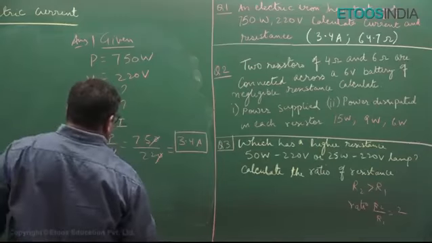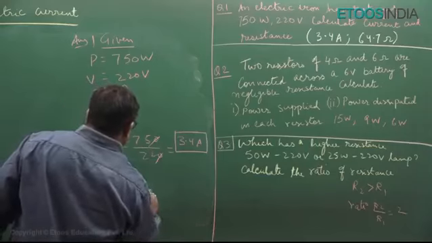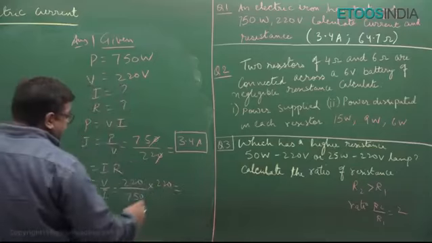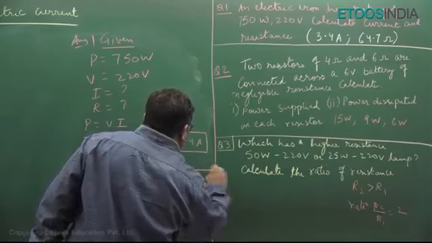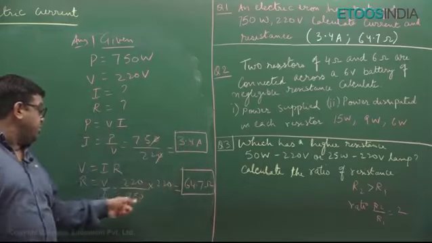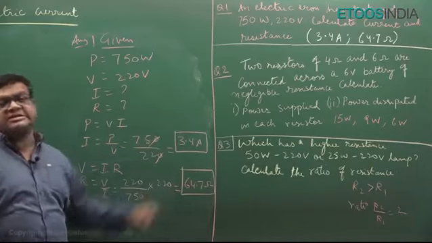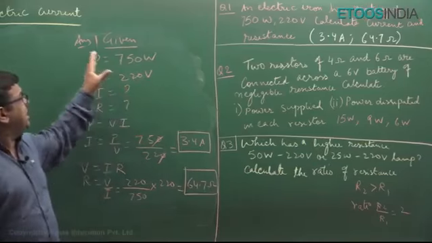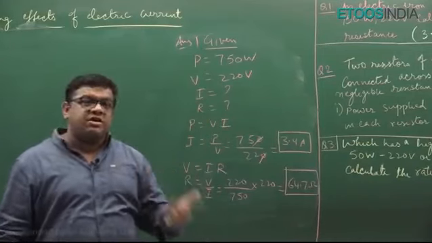I can write it in this way also, instead of I, I can write 750 upon 220. And in this case, the answer becomes 64.7 ohms. Is it clear? Either you can do it this way, or by writing 3.4 here and dividing again, the answer will be the same only. So we should write the given first and then apply the formula according to the given things.